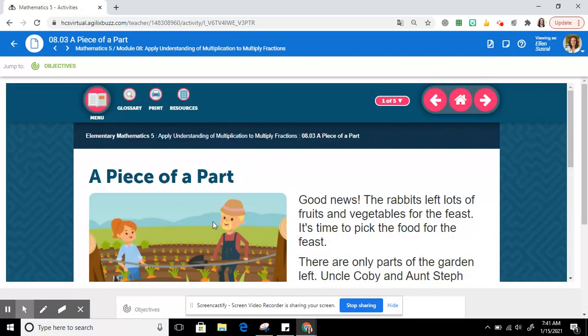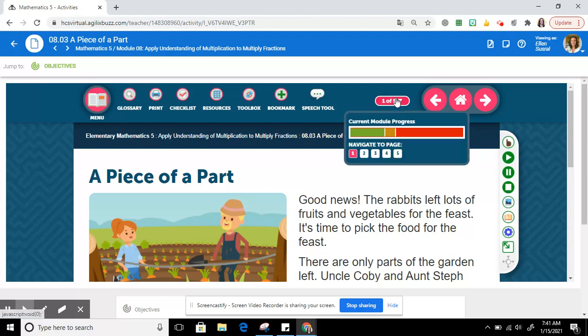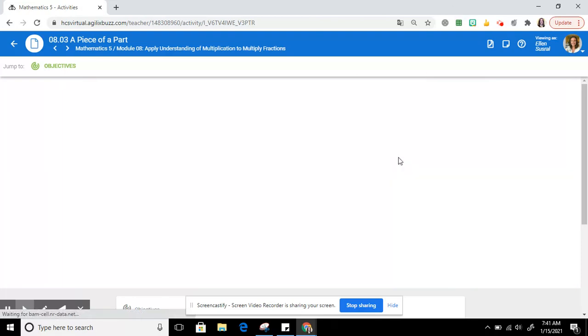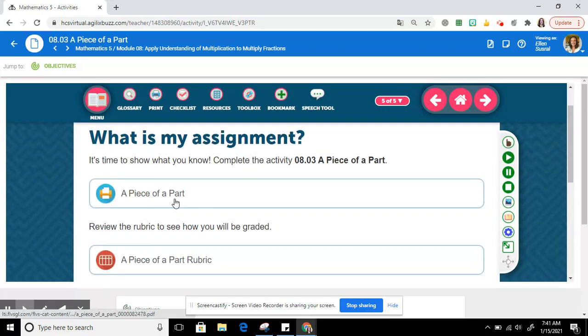This is a 5-page lesson. Make sure you go through all 5 pages and look through those examples and take notes and have them in your notebook so that you can use my video as well as your notes to help you with your assignment. The assignment is on page 5 under What is my assignment? It's a worksheet called A Piece of a Part.